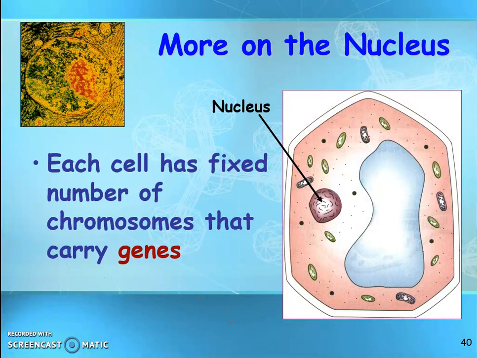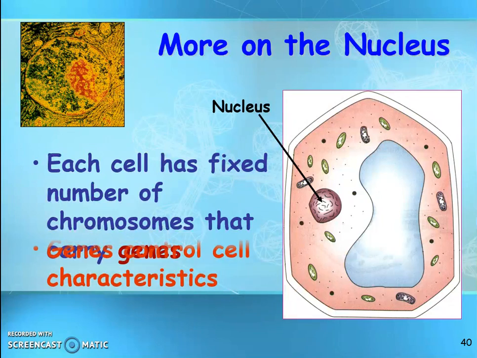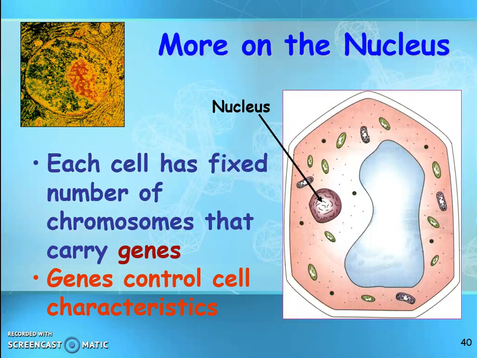Each cell has a fixed number of chromosomes that carry the genes. In humans, we have 23 pairs or 46 chromosomes. These chromosomes carry genes, and genes control the cell characteristics, that is, how the cell is going to behave. We are going to look into protein synthesis in detail later.